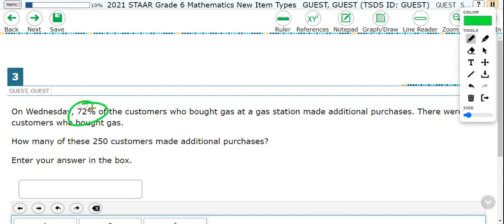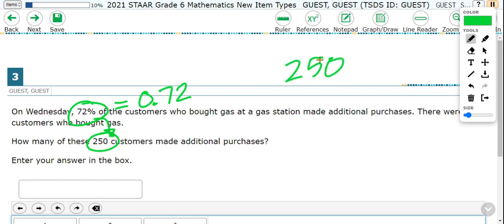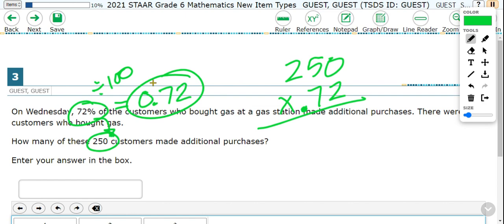So we have the percent of the total. We can change that to a decimal, 0.72, or you can multiply these two and then divide by 100. So we got 250 times decimal 72, which is the same as dividing by 100. 72% divided by 100 gives you the decimal value. So once you multiply this all out, you're going to end up with 180.